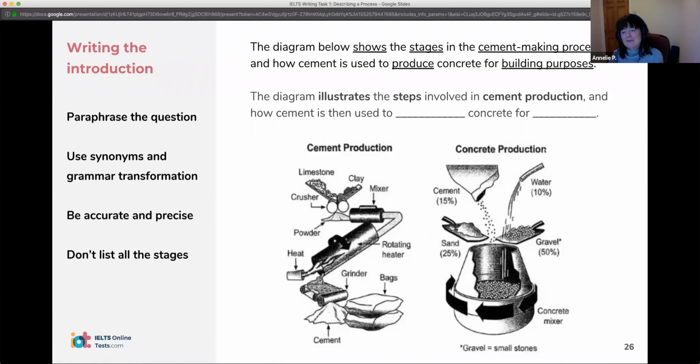Render's slightly different, I think. Okay, we've got manufacture. And concrete for, so rather than building purposes, okay, very good, Rushan. So construction's a very nice way of using another word for building. So same information, but we've changed the vocabulary, we've changed some of the word forms.